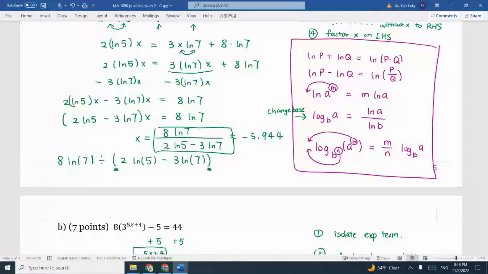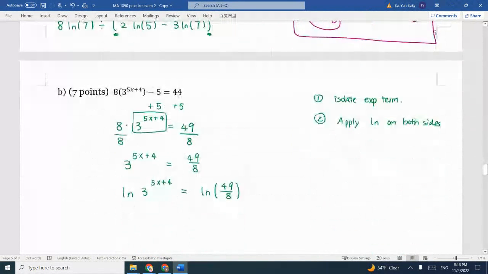Shouldn't there be parentheses in front of the 3 to the 5? Oh, okay, like here.